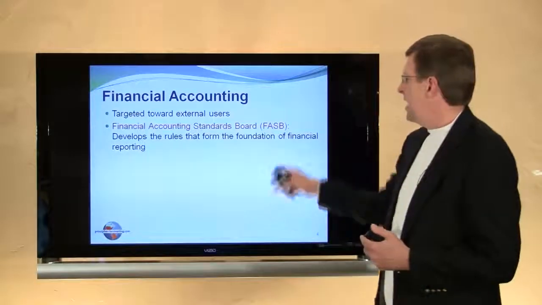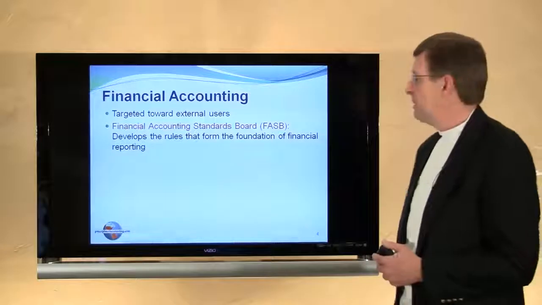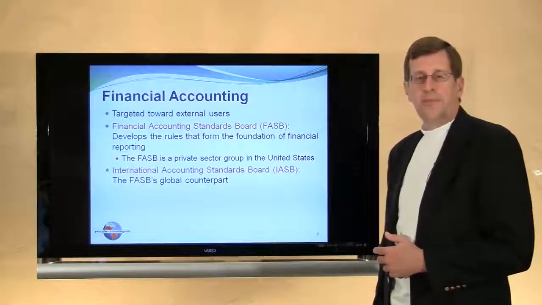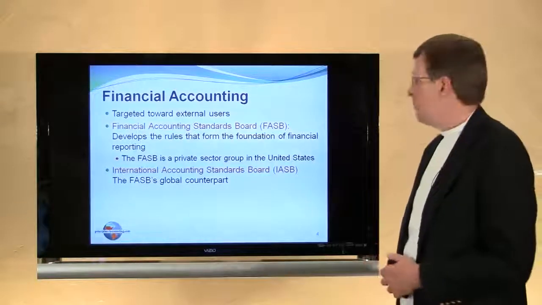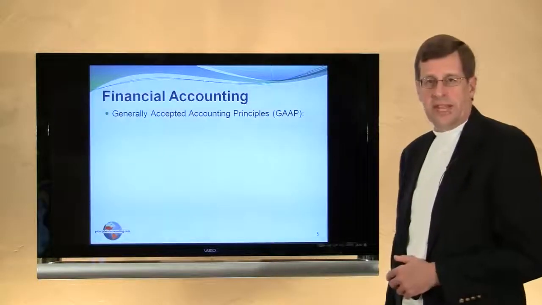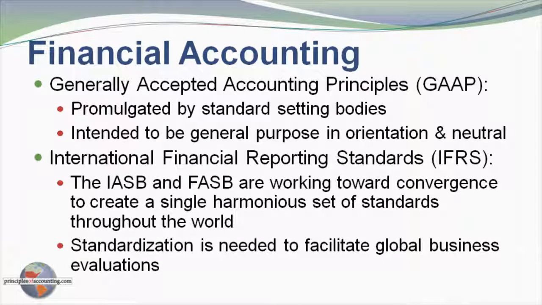And those rules in the United States are developed by the Financial Accounting Standards Board, or FASB, or sometimes simply called the FASB. It's a private sector group, not a governmental group. That's respected and honored, however, in terms of reporting practices and procedures. The FASB's global counterpart is the International Accounting Standards Board. We often talk about the rules, practices, and procedures that define accepted accounting practices as simply being generally accepted accounting principles, or GAAP. On a global basis, we refer to this as International Financial Reporting Standards, or IFRS.